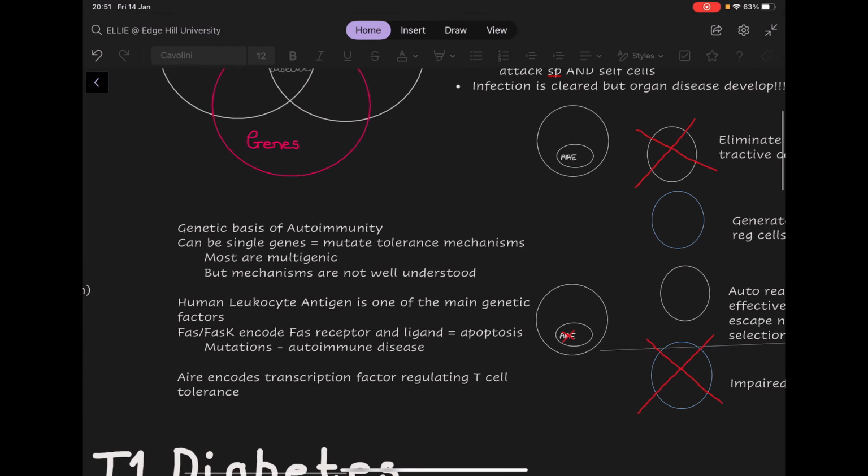Another cause is genetics. So it's more than likely not a single genetic mutation that can cause it. It's more than likely multiple mutations which can cause a mutation in tolerance mechanisms. So it's multigenic, but it's not very well understood. Some which we think are important are the human leukocyte antigen, where mutations are one of our main genetic factors.